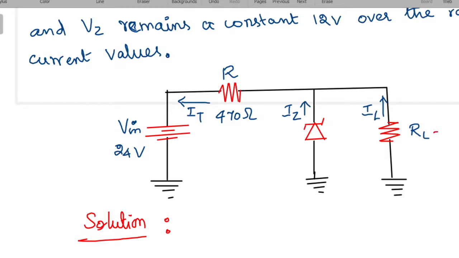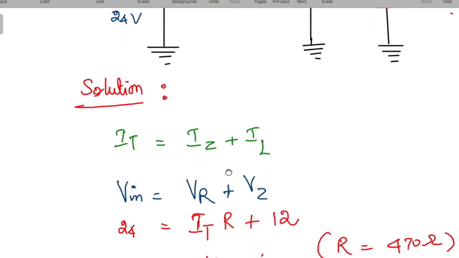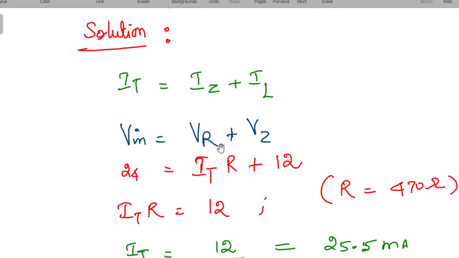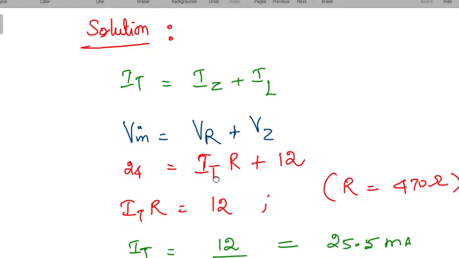So we need to find out what is the RL value. That is what we need to find out. So how to find out? Simply, we know this equation: IT, the total current, is equal to the sum of the Zener current and the load current. Similarly, V in is the sum of the voltage across the resistor plus the voltage across the Zener diode. The sum of these two accounts for this input. Otherwise, we say that V in is equal to VR plus VZ. So V input will be distributed like this.